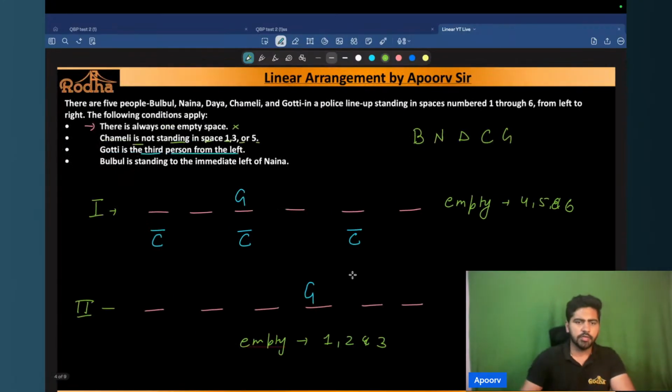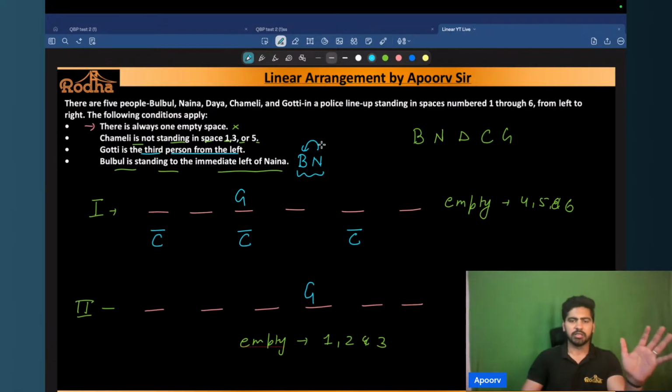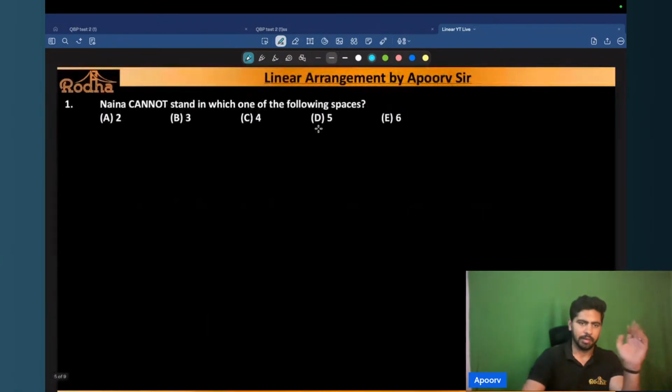Now, there was one more point which I have skipped right now. That is, Bulbul is standing to the immediate left of Nana. So that means Bulbul is always to the immediate left of Nana. Wherever Bulbul and Nana come, they will always come together in this fashion, with Bulbul just next to Nana on the left hand side. These are the informations with me. Let's solve the questions one by one.